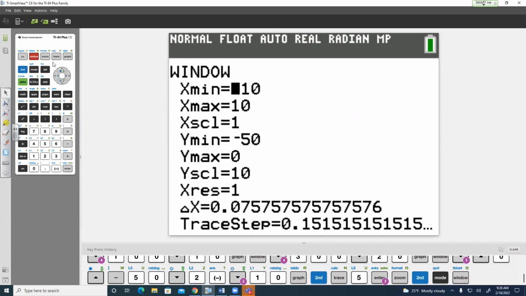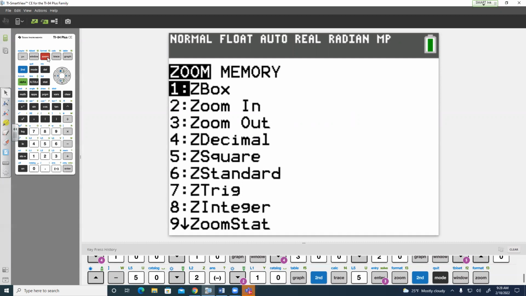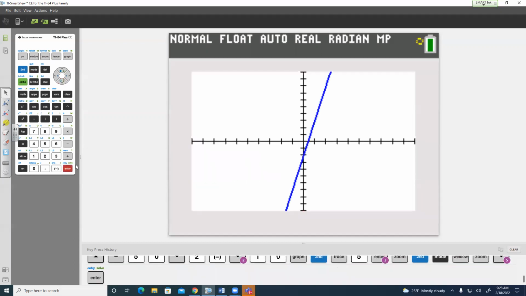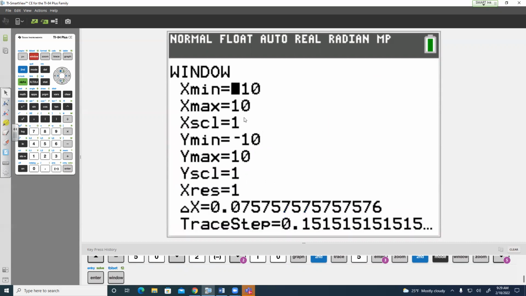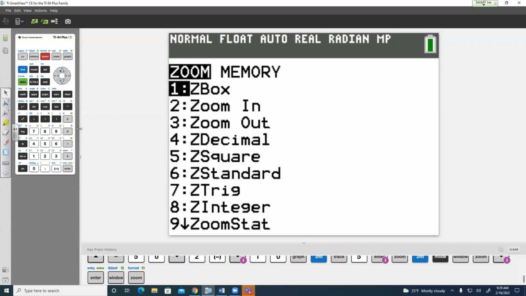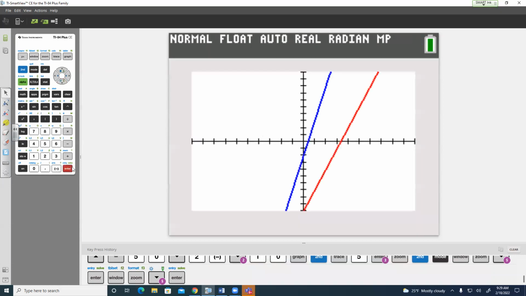To get the settings back to normal, if you hit the zoom button, and then look at number 6 where it says ZStandard, if I hit that, it'll set my graphing view back to normal. So if I go back to window, notice that my settings are -10 to 10, 1, -10 to 10, and 1. That's usually all we really need, but every once in a while we'll start messing with our viewing window and mess these settings up. So again, if you hit zoom and go down to number 6, that'll always bring it back to its normal viewing window.